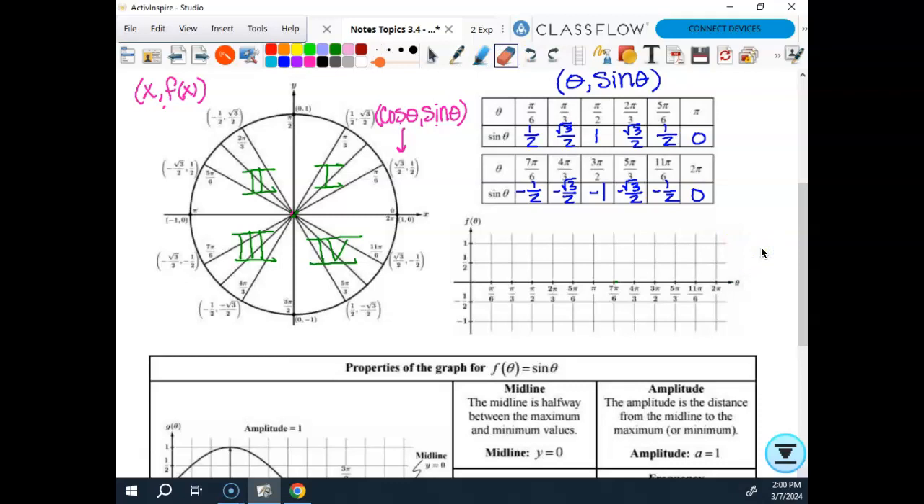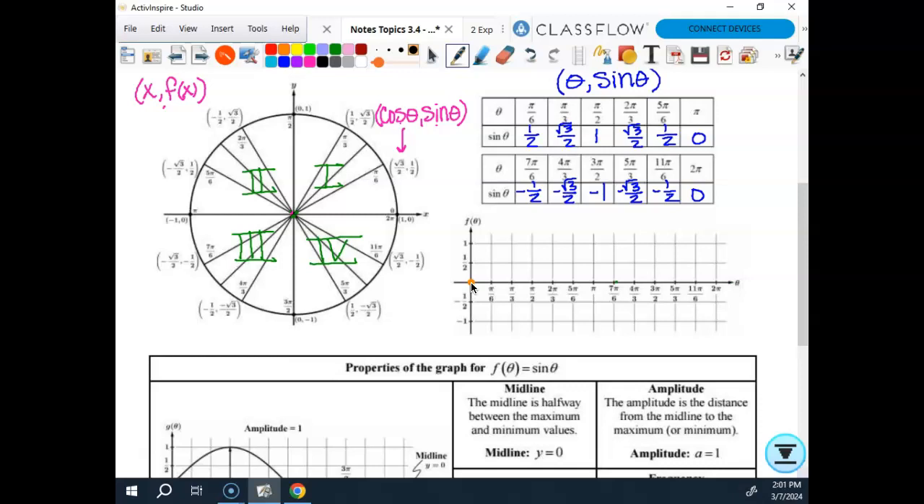So let's plot these points here. One of the points that is not on the chart is 0. What is the sine of 0? 0. Okay? Sine of 0 is 0. Oh, well, it would help if I actually had a pen. So I'm going to plot 0, 0. Then I'm going to plot this point right here.